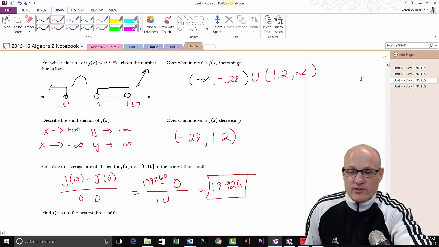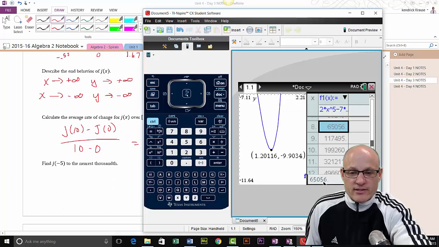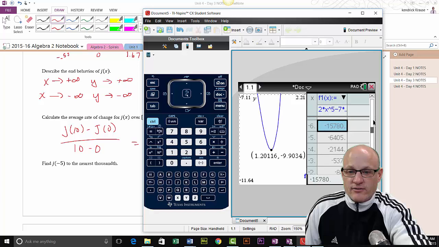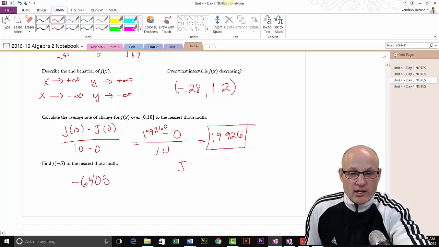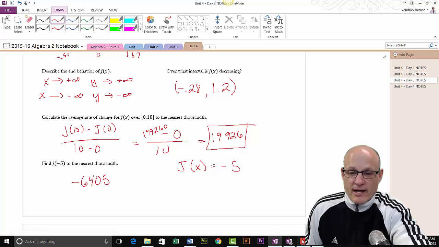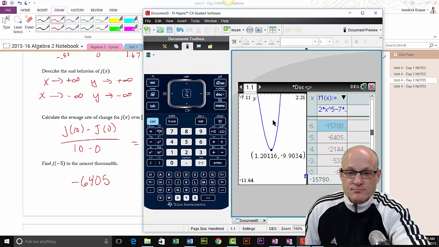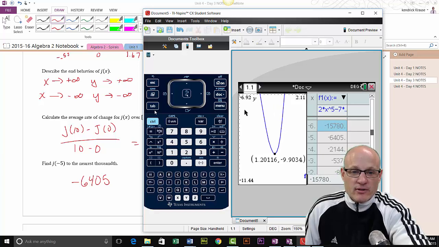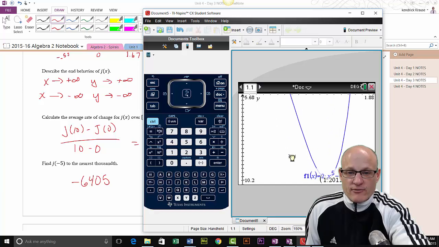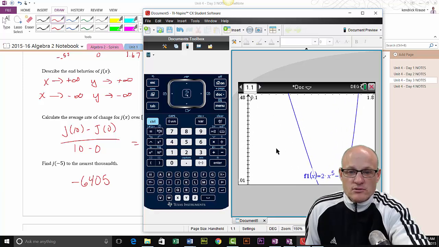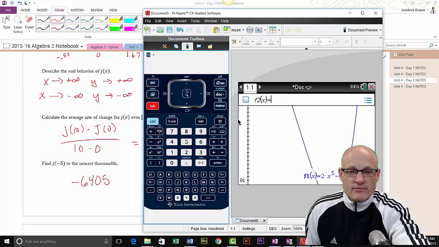J of negative 5. Now it says to the nearest thousandth. That's just silly because j of negative 5 is negative 6.405. And again, I want to figure out when does j of x equal negative 5. So what I'll do is I'll go back to my graph. Let me get rid of this. Control T. And I'm going to actually graph y equals 5.